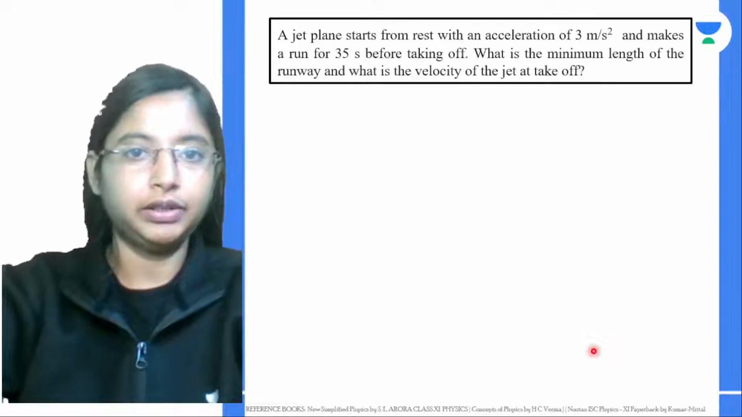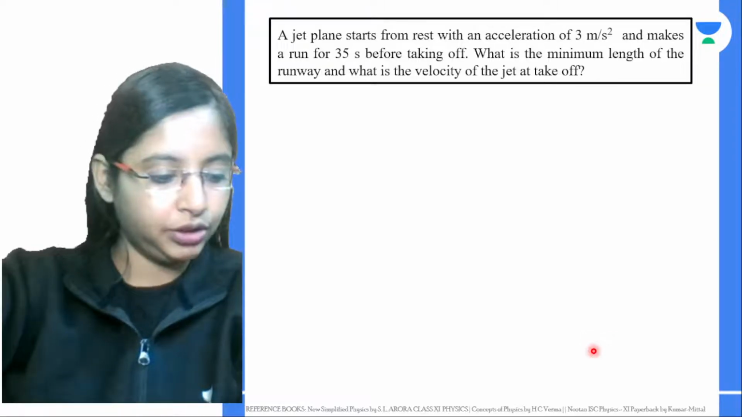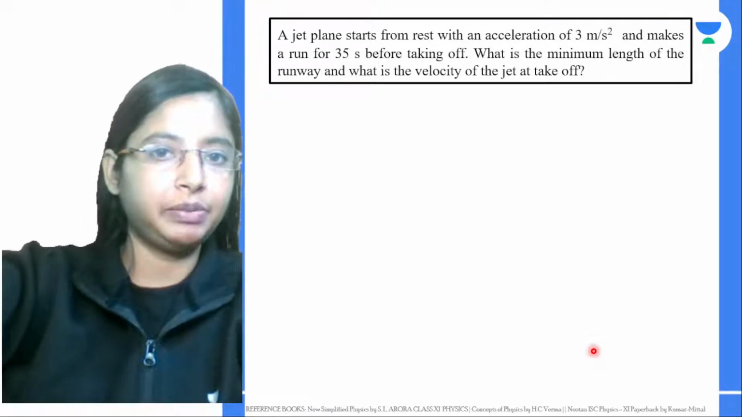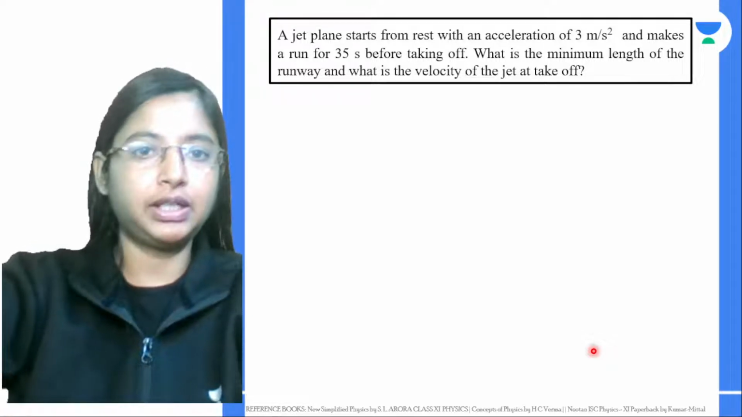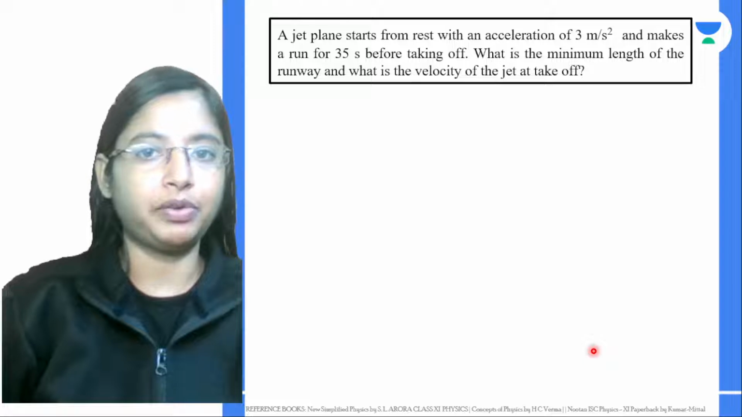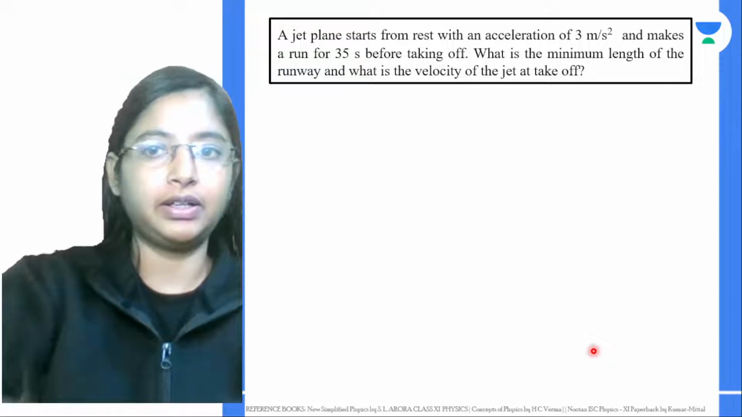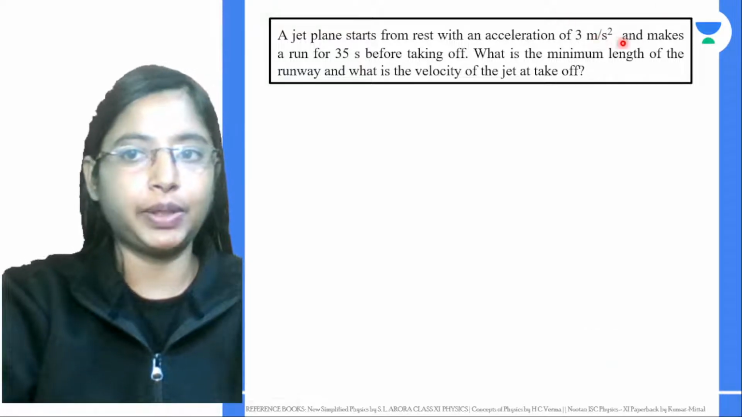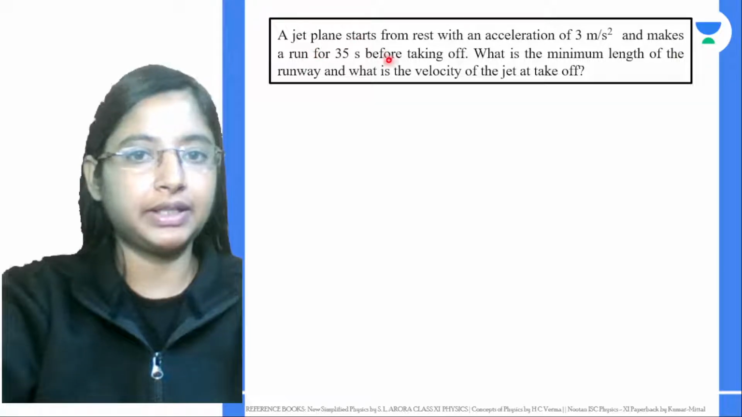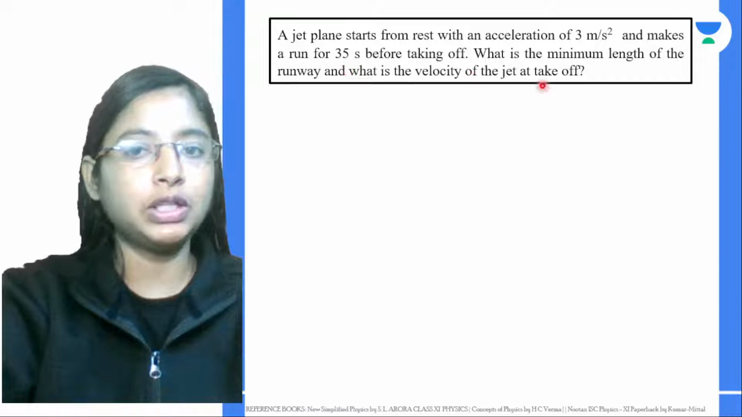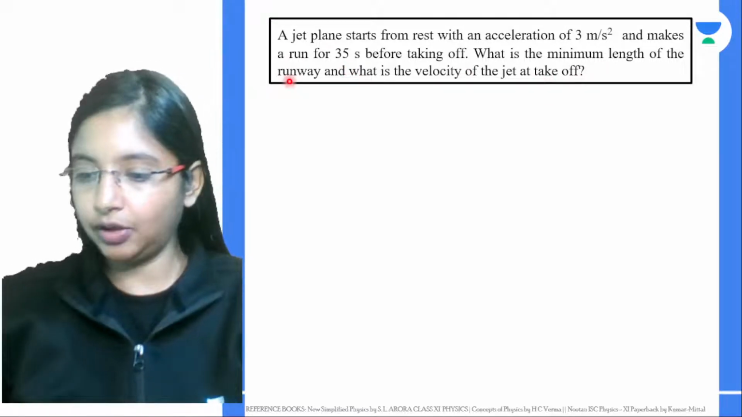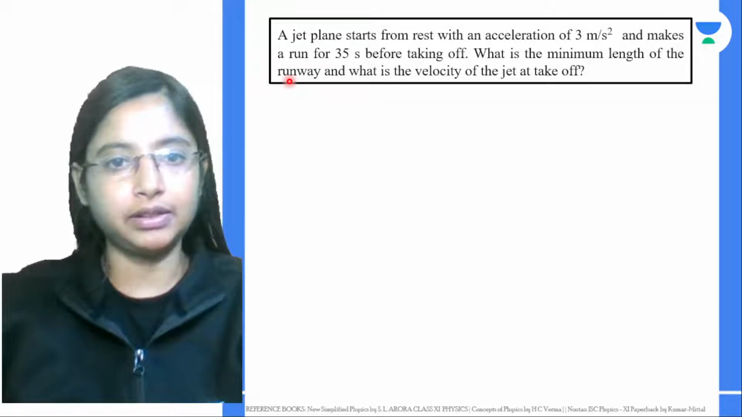And alright, on that note, let's do a numerical. So you can start giving me the answers in the chat box if you know, right? So the question over here asked is, a jet plane starts from rest with an acceleration of 3 meters per second square and makes a run for 35 seconds before taking off. Okay, what is the minimum length of the runway and what is the velocity of the jet at takeoff? This is the question asked.